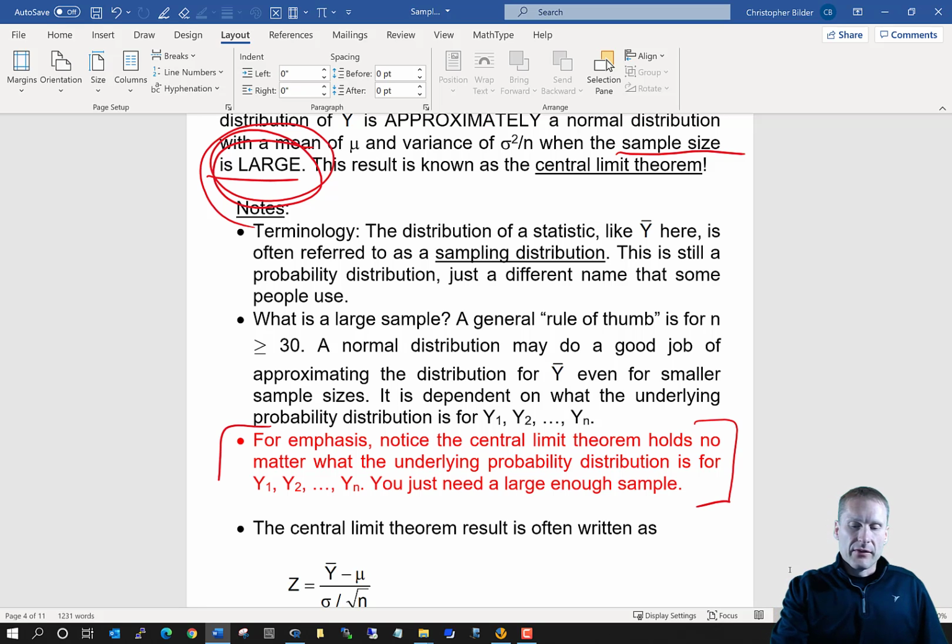For emphasis, this whole result is not dependent at all on what the probability distribution is for the population. So I don't need to know that. Instead, I can work with a sample mean, and I have an idea of what probabilities are associated with that sample mean. A very, very powerful result.